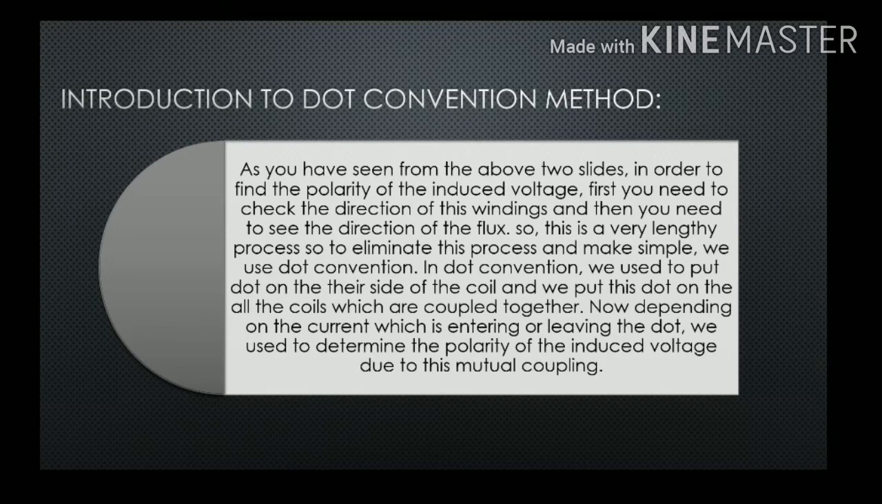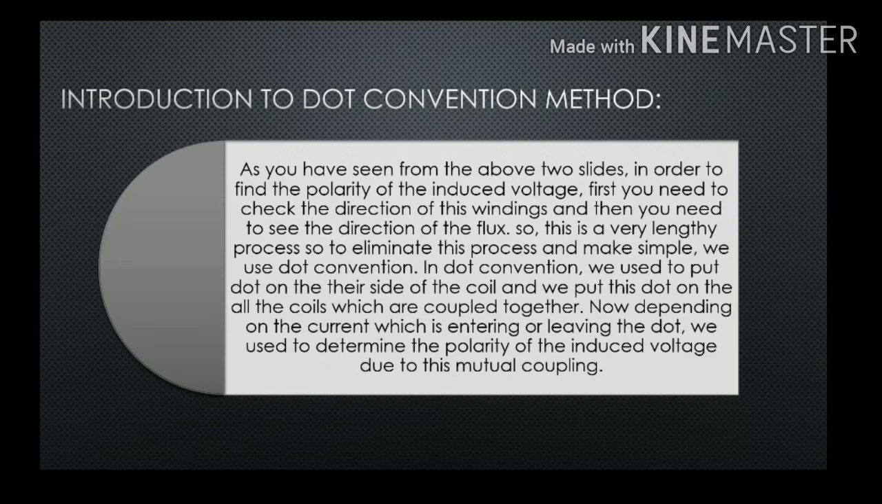Introduction to dot convention method. As you have seen from the above slides, in order to find the polarity of the induced voltage due to the mutual inductance, first you need to check the direction of these windings, and then you need to see the direction of the flux. So this is a very lengthy process. To eliminate this process and make it simple, we use dot convention.